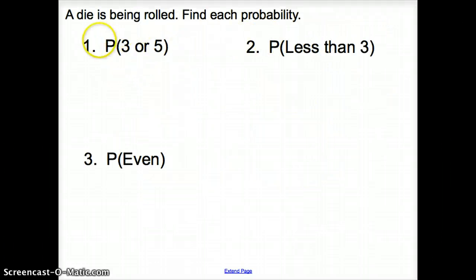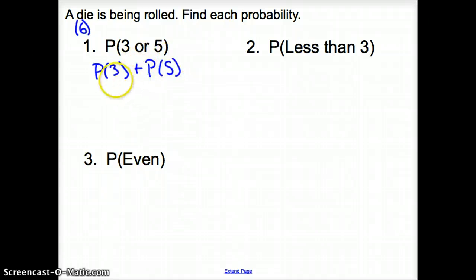So here's some examples of a mutually exclusive event. A die is being rolled. That's a singular for a dice. So there are 6 numbers on a dice or a die. Find each probability. So the probability of being a 3 or a probability of being a 5. So how do we write that down? It's going to be the probability of a 3 plus the probability of a 5.